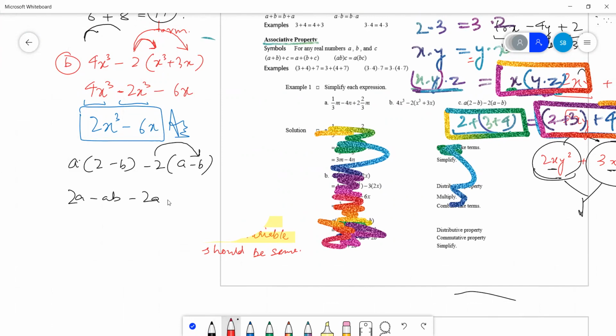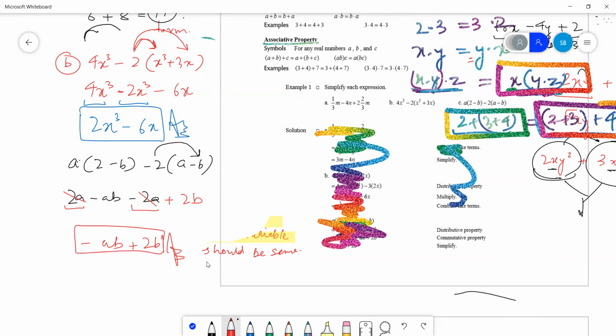Okay, negative 2 times negative B is how much? Oh, it's a positive. I'm sorry. Positive, right? Positive 2B. So any like terms? Yes. Which ones? 2a and negative 2a. So how much will this be? Wouldn't it just be a? Okay, 2 bananas minus 2 bananas will be how many bananas? 0. Exactly. So 2A minus 2A will be 0, so it's all over. We don't need to write this. And it'll be negative AB plus 2B. That is the answer.